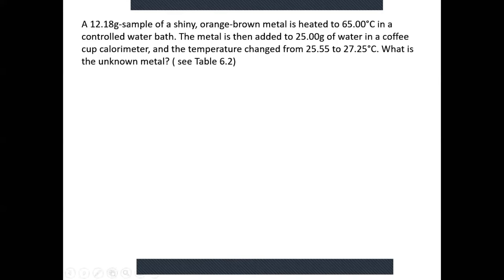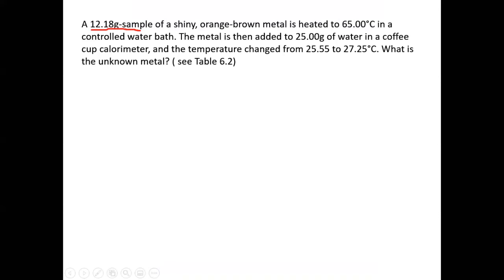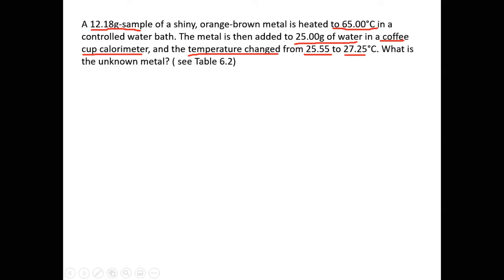So here we have a mass of a sample of shiny, orange-brown looking metal. It's heated to 65 degrees Celsius. So you would heat this in a separate water bath, making sure it's at 65 degrees Celsius. You then add the metal to 25 grams of water in the coffee cup calorimeter. And the temperature of the water goes from 25.55 to 27.25 degrees Celsius. So what is the unknown metal? This 27.25 degrees Celsius is also the final temperature of the metal as well.